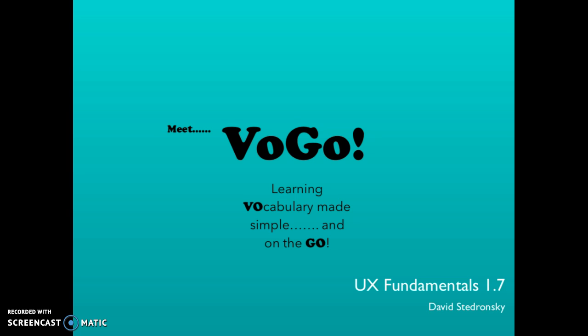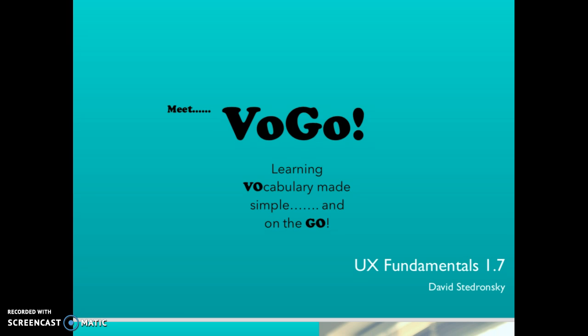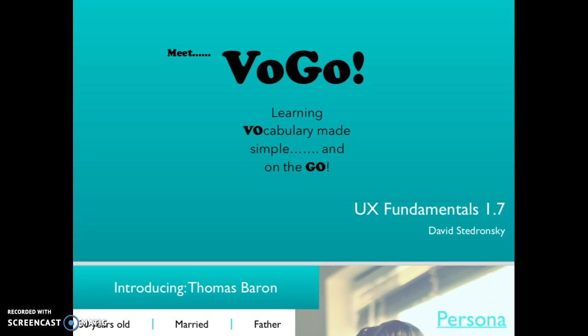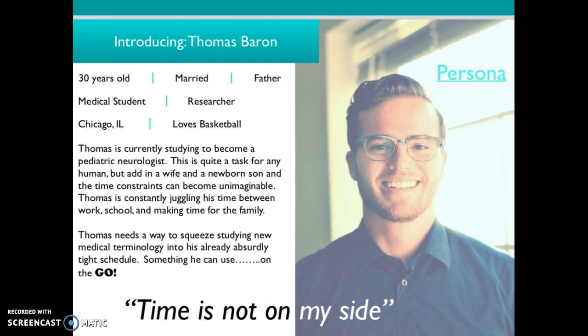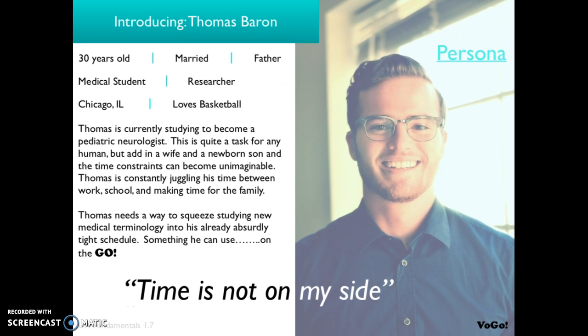And so the first thing we needed to do in our design process was come up with a persona, someone who would be a potential user of the product. And this is our persona, Thomas. He is a 30-year-old medical student from Chicago. He also happens to be married and a father. So right then and there you can imagine Thomas's schedule is pretty crazy.